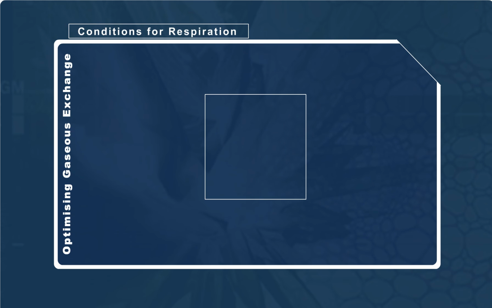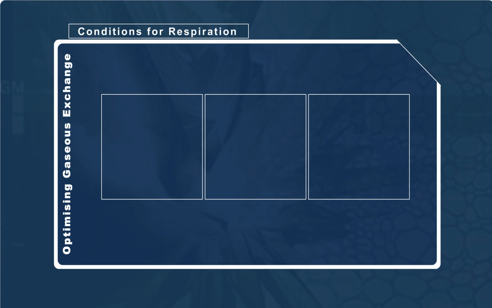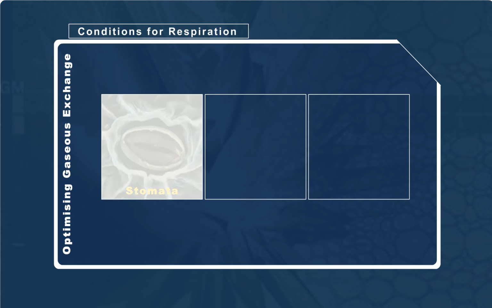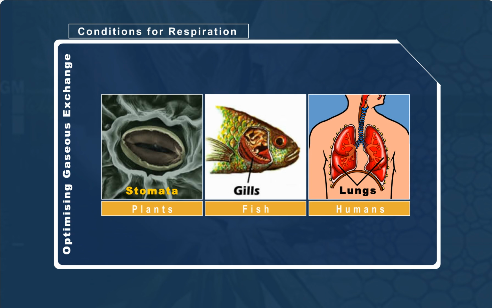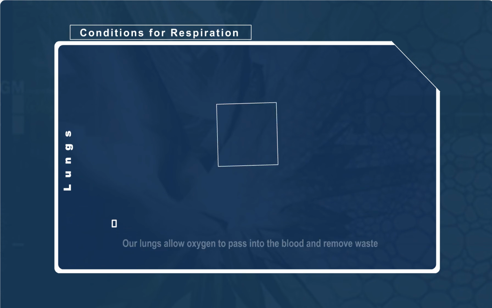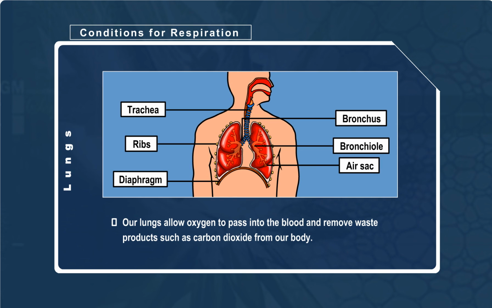Organisms possess organs which facilitate respiration. For example, plants have stomata, fish have gills, and humans have lungs. These organs enable gaseous exchange or breathing to take place. Our lungs allow oxygen to pass into the blood and remove waste products such as carbon dioxide from our body.